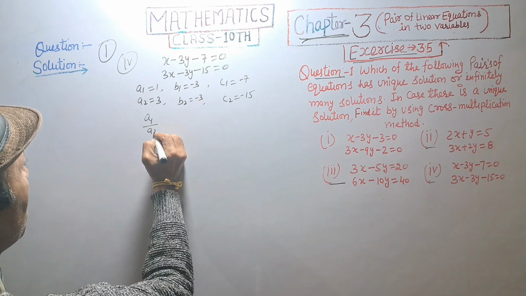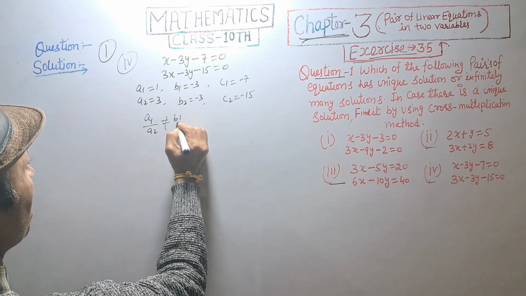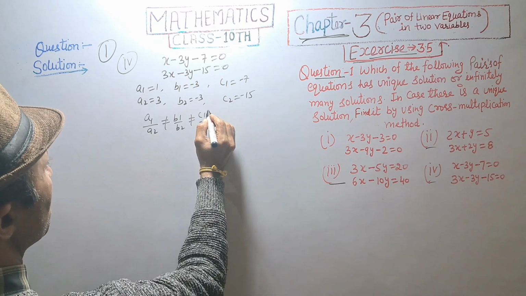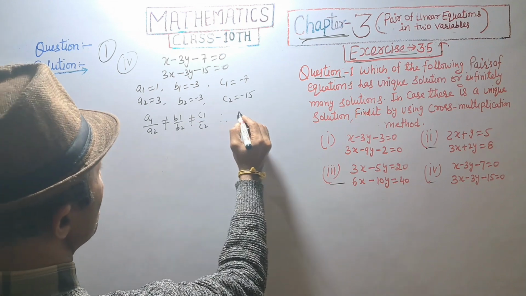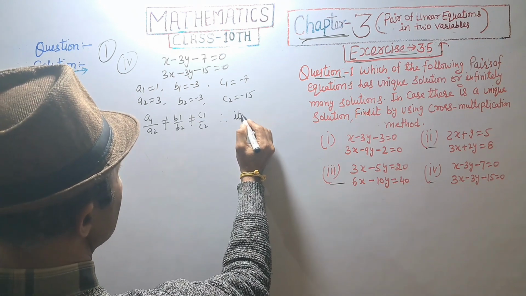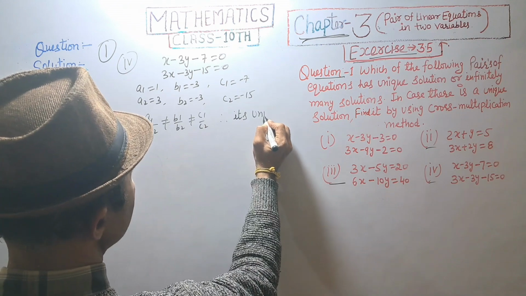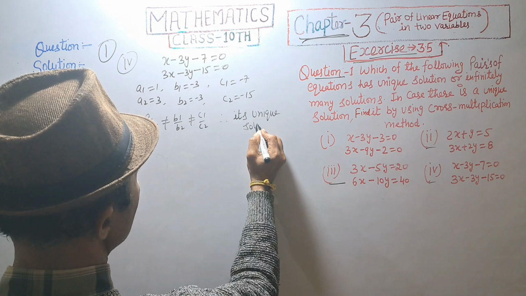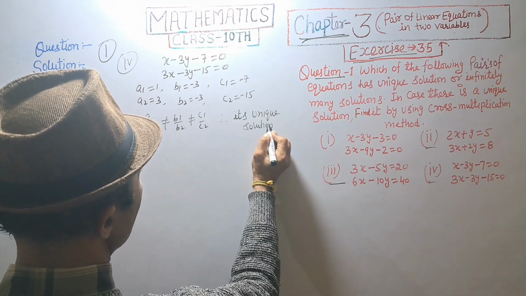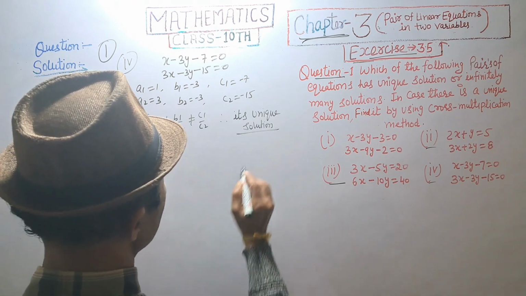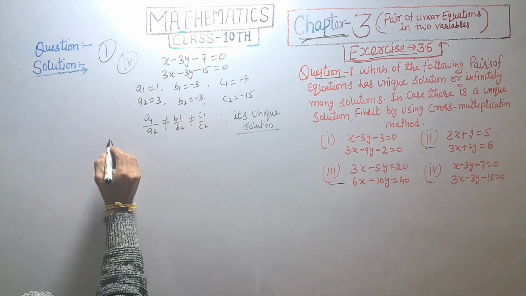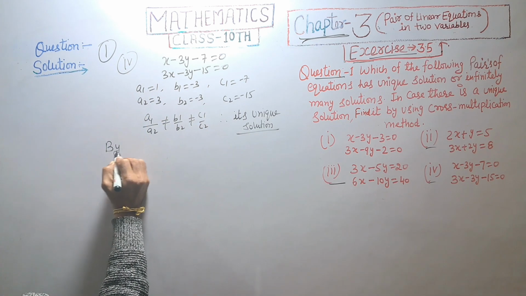A1 upon A2 is not equal to B1 upon B2 is not equal to C1 upon C2. So it has a unique solution. And for a unique solution, we can find the value of x and y by cross multiplication method.